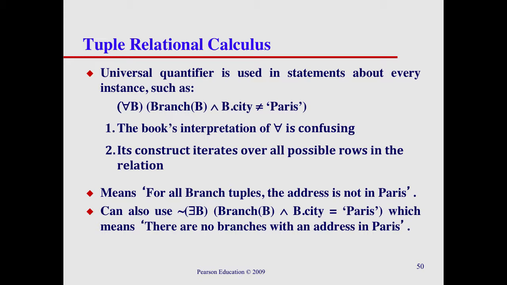So here we're saying for all B in branch, B dot city is not equal to Paris. So this predicate is true only if there is no branch in Paris. If even one branch is in Paris, this predicate is false. Okay?